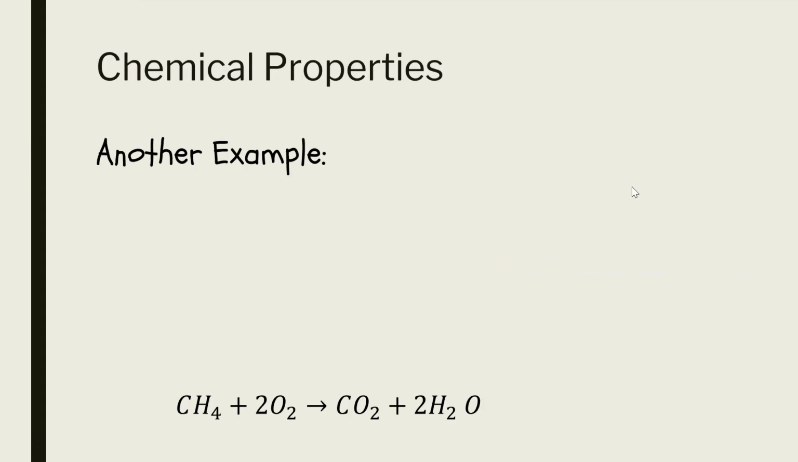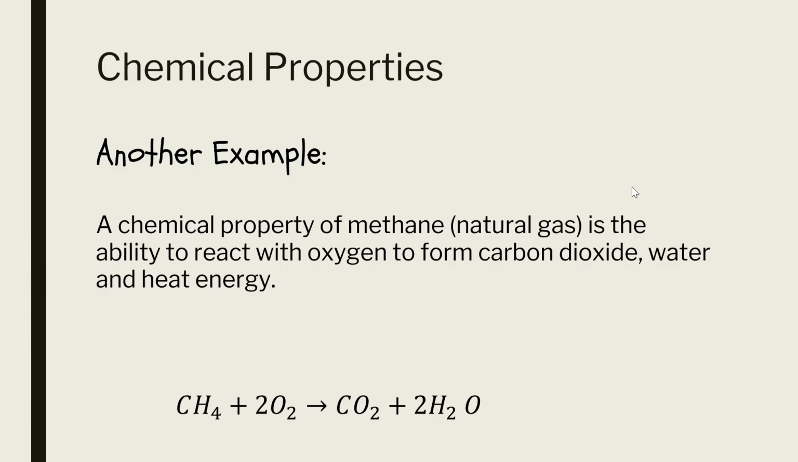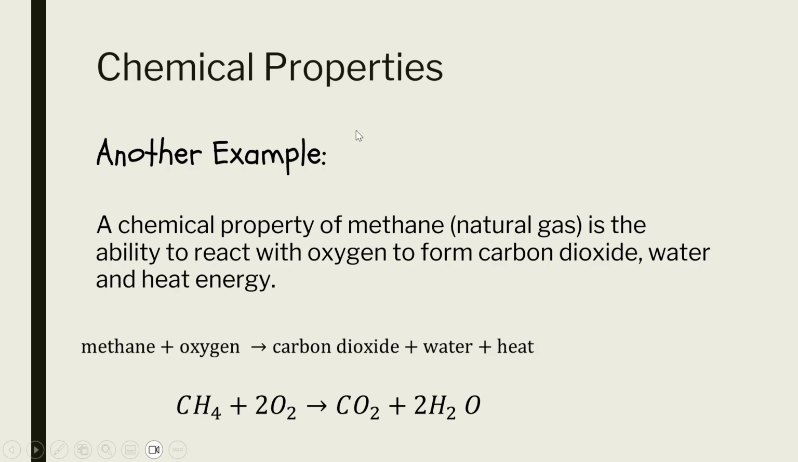Another chemical property might be whether or not something is able to react with oxygen to form carbon dioxide and water. That means, is it combustible? Well, if you were to take methane and react it with oxygen, it would make carbon dioxide, water, and some heat. It's in the natural gas line, one of the components in natural gas that may be coming into your stove at home or your fireplace if you have a gas fireplace. It burns.